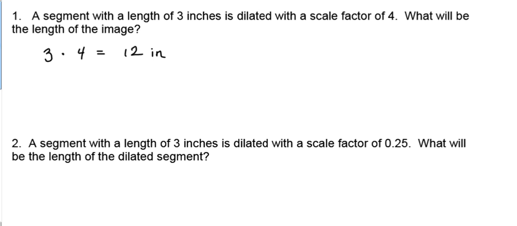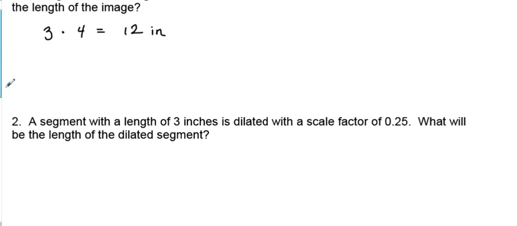Now, number 2, it says a segment with a length of 3 inches is dilated with a scale factor of 0.25. So what's going to be the length of the dilated segment? We're going to do the same thing. 3 times 0.25. And if you multiply 3 by 0.25, you get 0.75. So we'll have 0.75 inches.